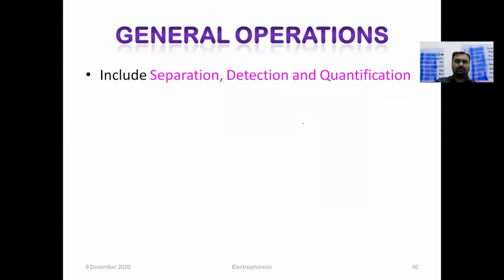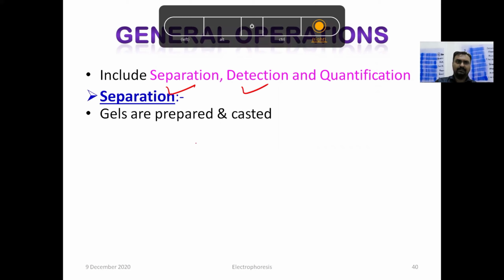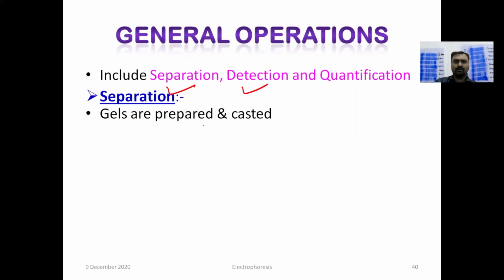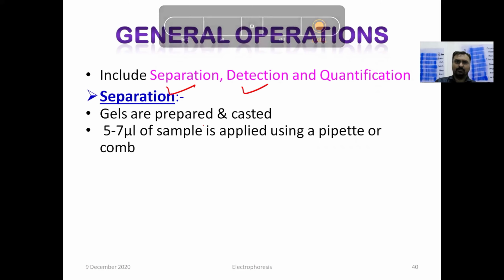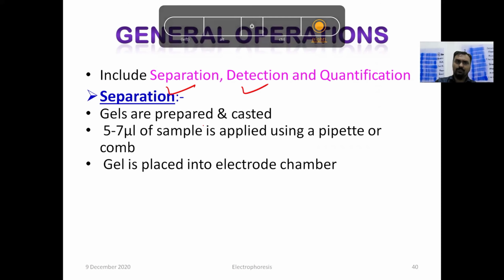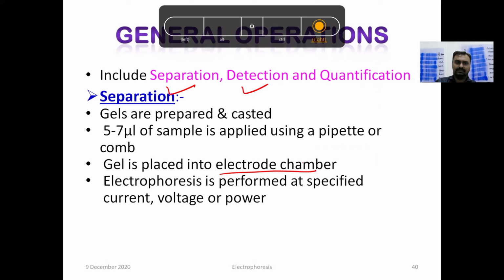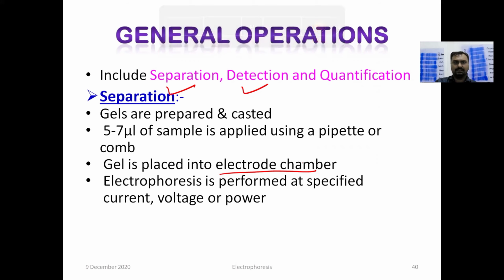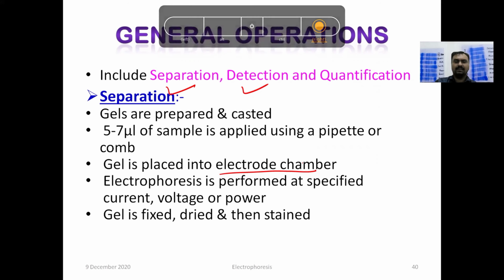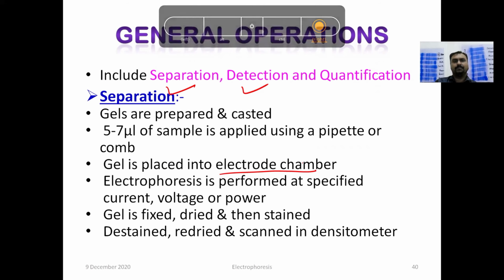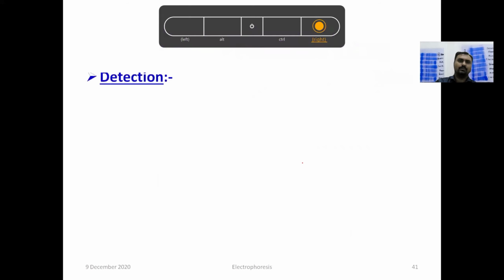So in general operation, what we do is separate the protein, detect and quantify. For the separation, a gel is prepared and cast, like agarose gel or cellulose acetate. 5 to 7 microliters of the sample is applied via pipette or comb, and the gel is placed into the electrode chamber. Okay, then electrophoresis is performed at a specific voltage, current, and power, and the gel is fixed, dried, and then stained. Okay, and after staining, there is a destain, and we can quantify the protein molecules.